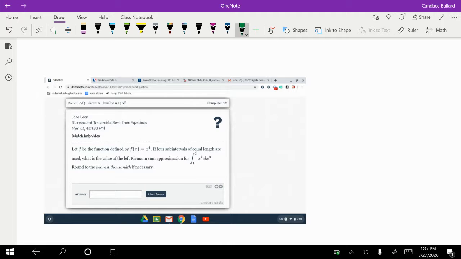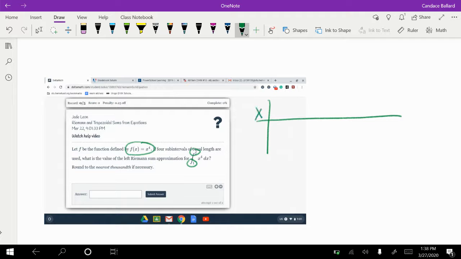All right, this next one says that we have to let f be the function defined by this. If 4 subintervals of equal length are used for the left Riemann sum, and I have to go from 1 to 2 on that left Riemann sum, we're supposed to round to the nearest thousandth. Okay, so the easiest thing to do is to set up a table.